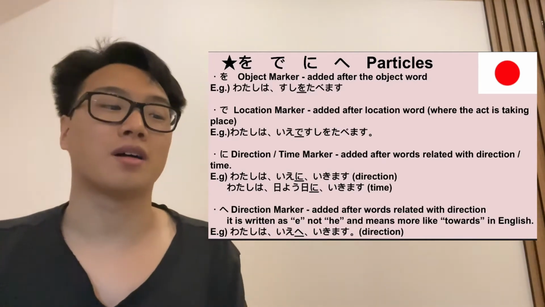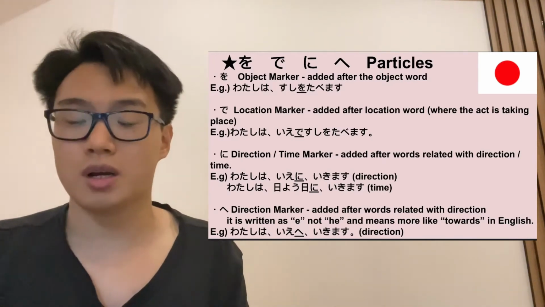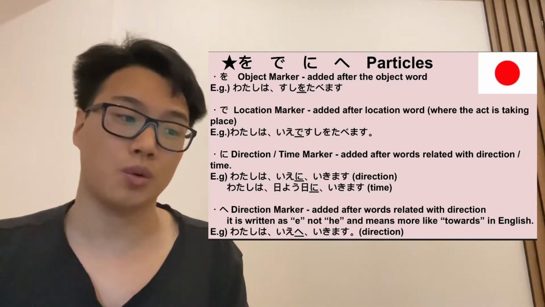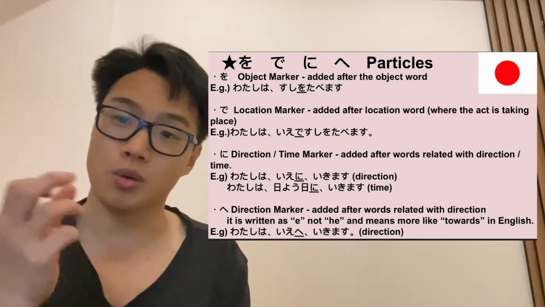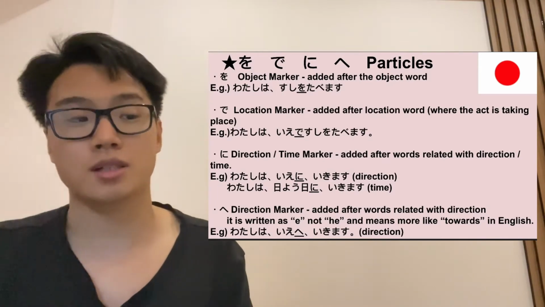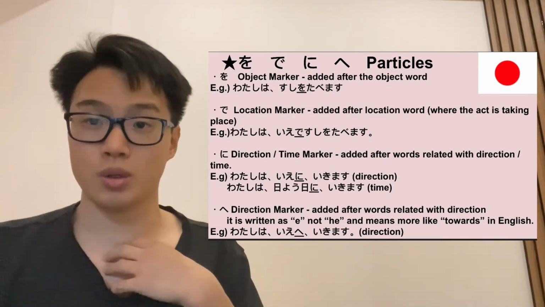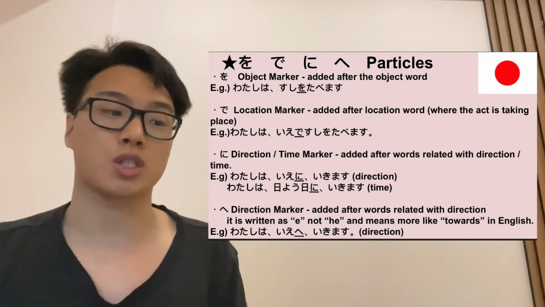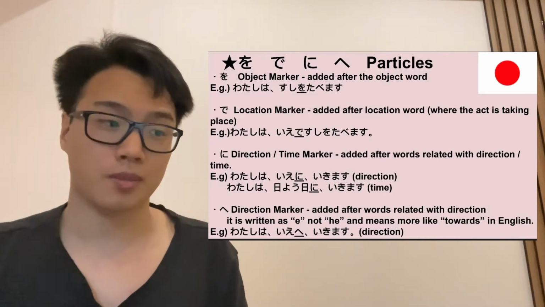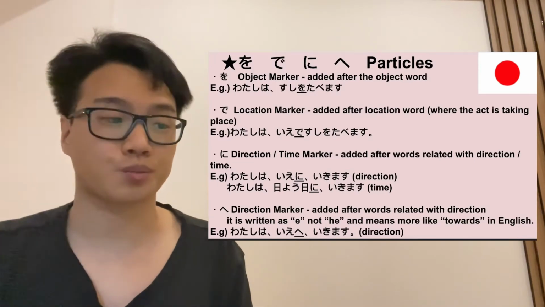In Japanese, if you want to say I eat sushi at home, we have to say watashi wa ie de sushi o tabemasu. Watashi wa ie de sushi o tabemasu. Actually, the order can be flexible, so we can say either watashi wa sushi o ie de tabemasu. This is also fine, and we can also say watashi wa ie de sushi o tabemasu. I eat sushi at home.